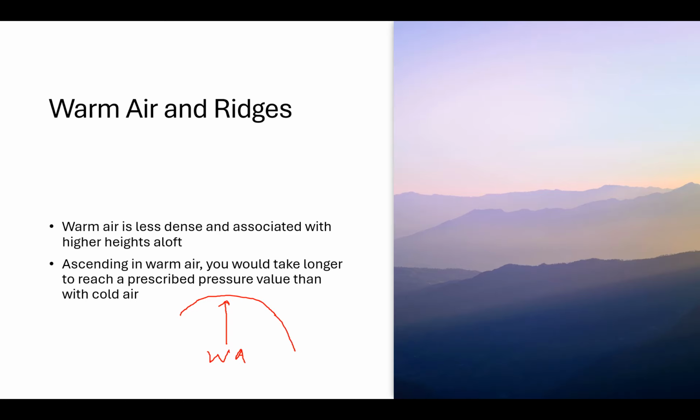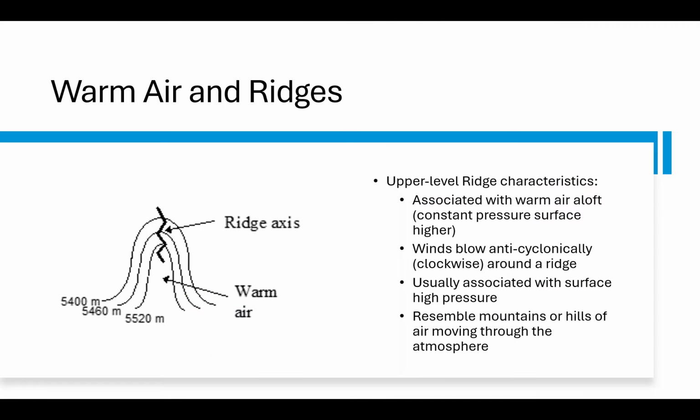You notice how it's like a big dome here? That represents your higher heights up here. So if warm air is ascending or rising, that's why I drew this vertical arrow pointing upward. You would reach a prescribed pressure value at a much higher level if you were to ascend in warm air. It would take you longer to reach that prescribed constant pressure surface as compared with cold air. You'd have to go higher up.